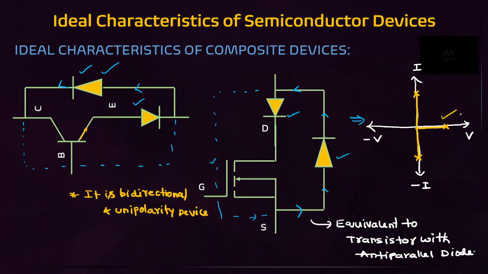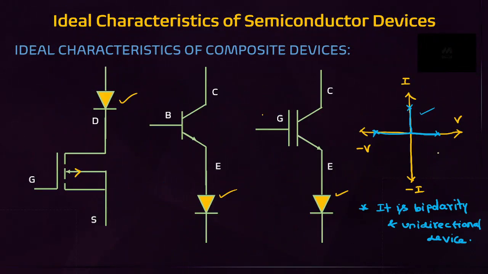Which voltage is it blocking? Positive voltage. Bidirectional unipolarity devices are used in VSI, voltage source inverters. But here it is exactly opposite now. That is a bipolarity unidirectional device now. These are used in CSI. This type of characteristics is required in a current source inverter. These are used in CSI, current source inverters.